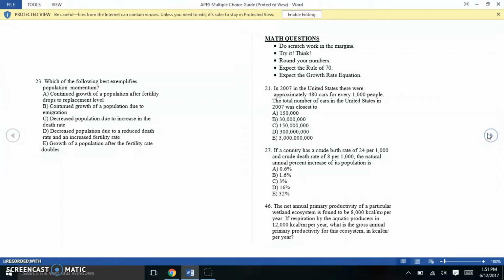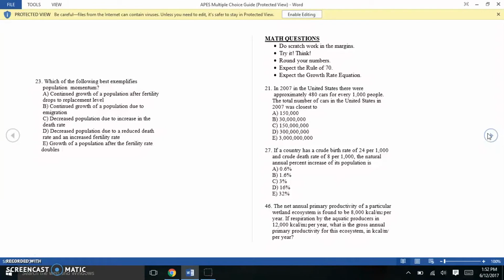Math questions. It says do scratch work on the margins. Try it, think, round your numbers, and that helps out best, because if it goes back down to a non-rounded number, then you can be pretty close, and it'll help you as far as working it out. And expect a rule of 70. That will be something we go over in class. And expect a growth rate equation, and that's a sample that we will study through our unit on population. So you have three questions here.